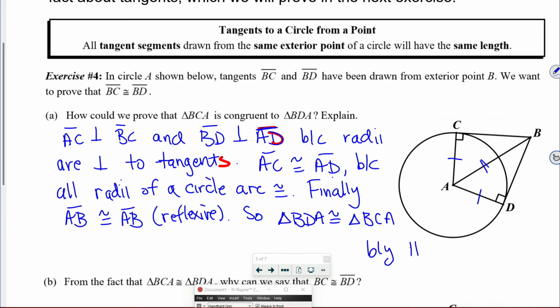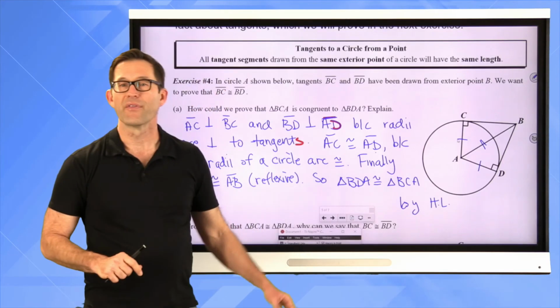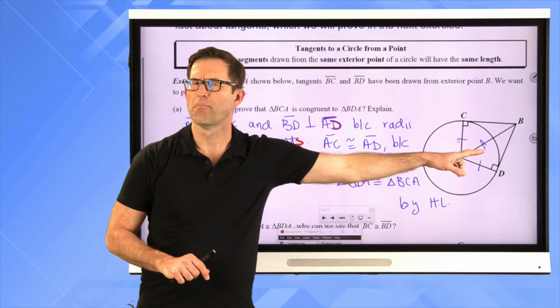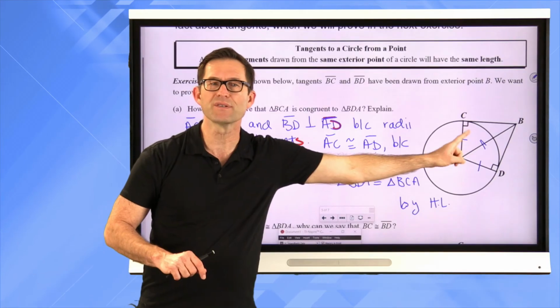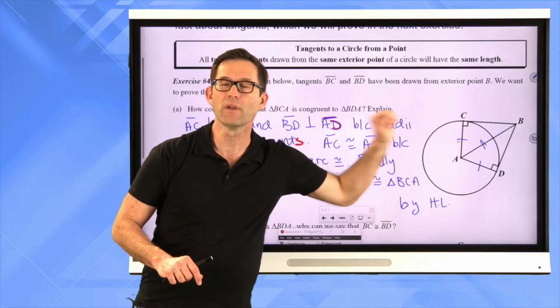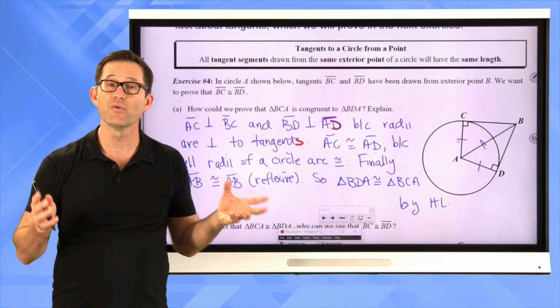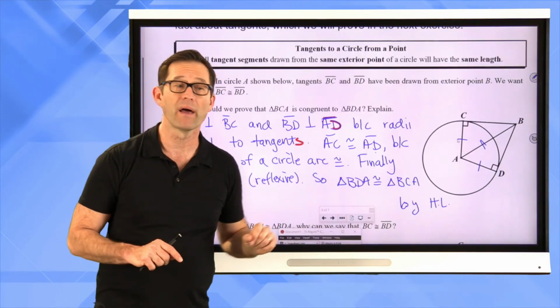by hypotenuse leg, right? I've got their two hypotenuses equal. Hypotenuses are equal, right? And these two legs are equal, right? So the two right triangles are congruent by hypotenuse leg.